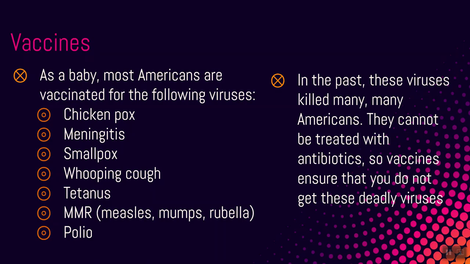If we just talk a little bit more about vaccines, as a baby, most Americans are vaccinated for a bunch of different viruses very quickly after they're born. So you have most likely been vaccinated for chickenpox, meningitis, smallpox, whooping cough, tetanus, the MMR vaccine that prevents you from getting measles, mumps, rubella, and polio. In the very near past, before a lot of these vaccines were invented, they killed many, many, many people. They can't be treated with antibiotics, so vaccines ensure that you do not get these deadly viruses.